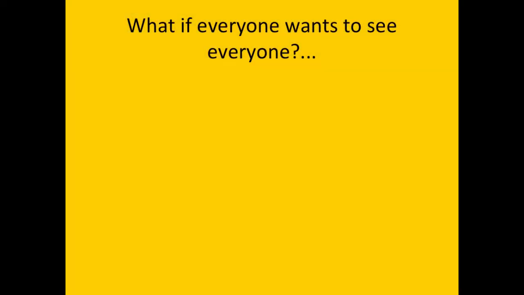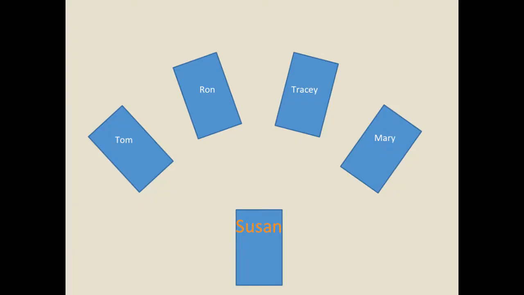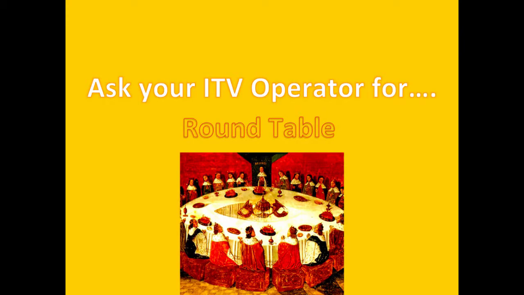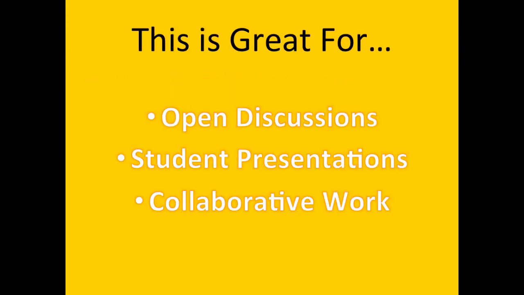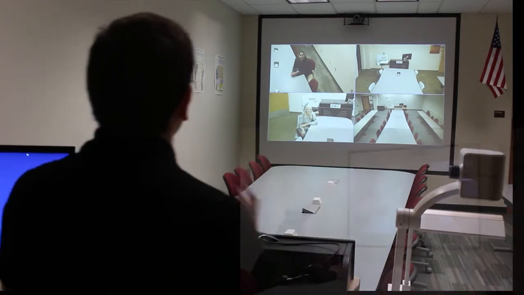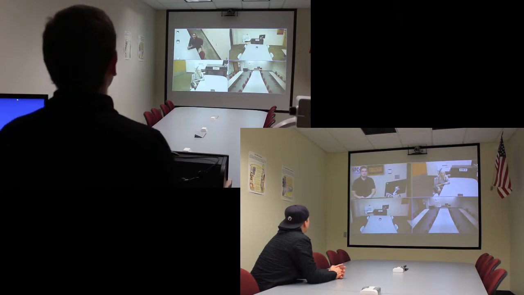What if everyone wants to see everyone? We call that setting Roundtable. In this setting, Susan would like all the far sites to be able to see each other and her. She would ask the ITV operator for Roundtable. Now everyone can see everyone. This is great for open discussions, student presentations, and collaborative work. In Roundtable mode, the instructor will still be able to see all of the far sites, but the far sites will also be able to see everyone else in the call.